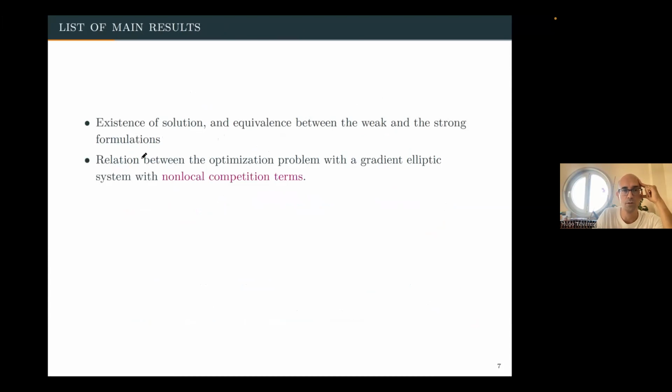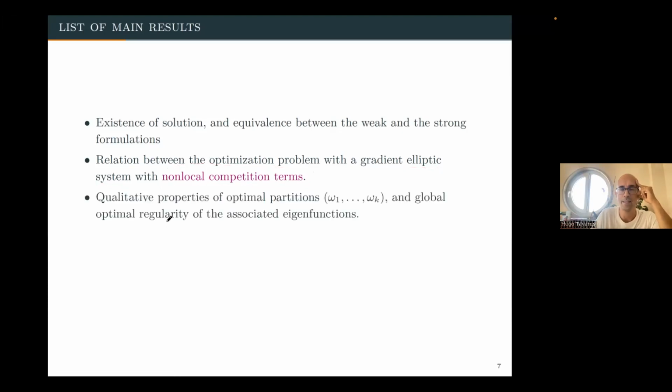We can also relate these with an elliptic system, this time with a non-local competition term, and I will be precise in 10 minutes. And then things become even more interesting, right? So now I have a solution. I just know that there are open sets. Can I say more about these sets?